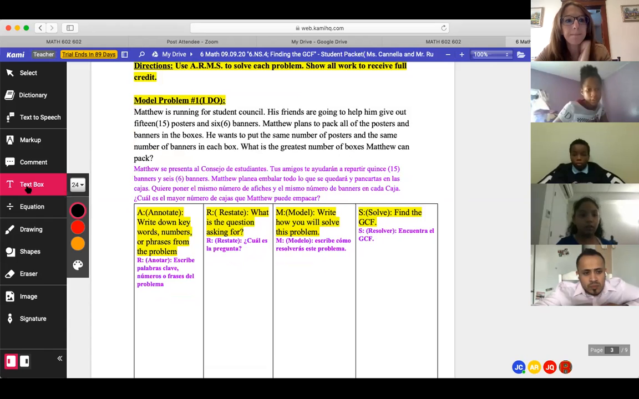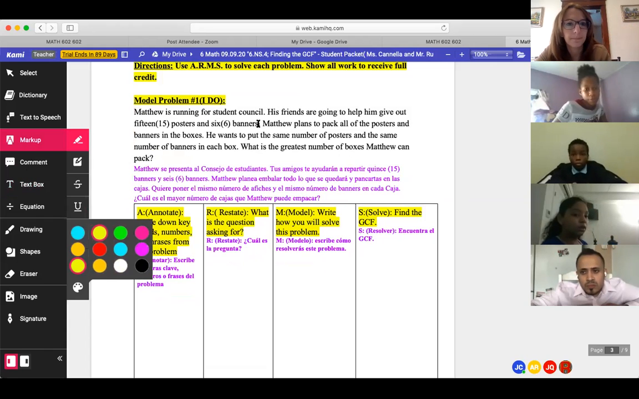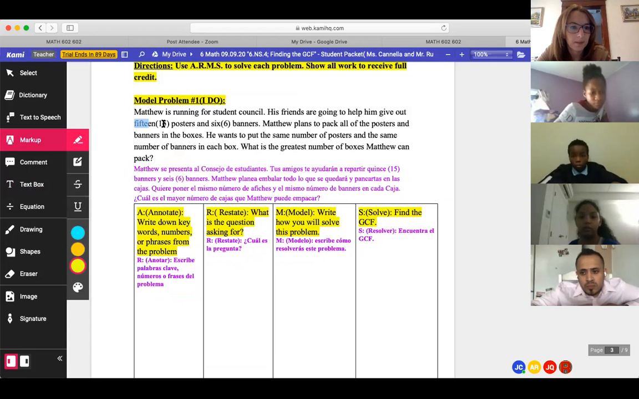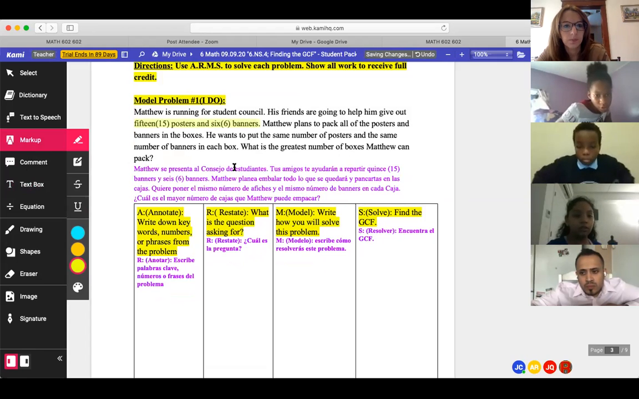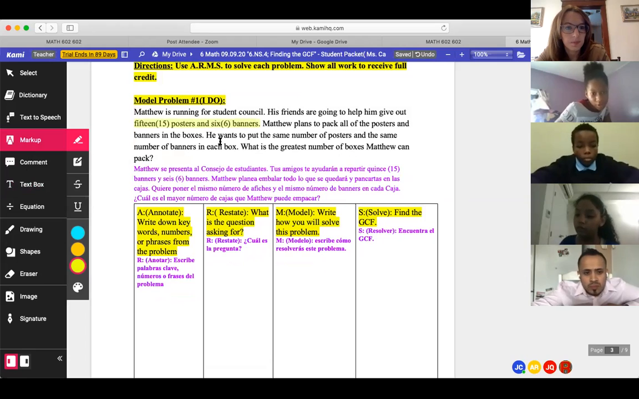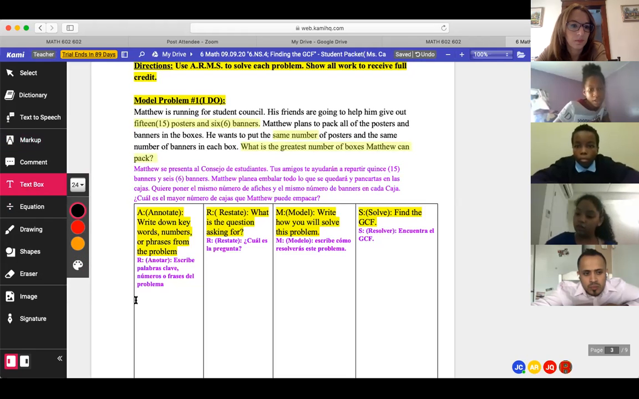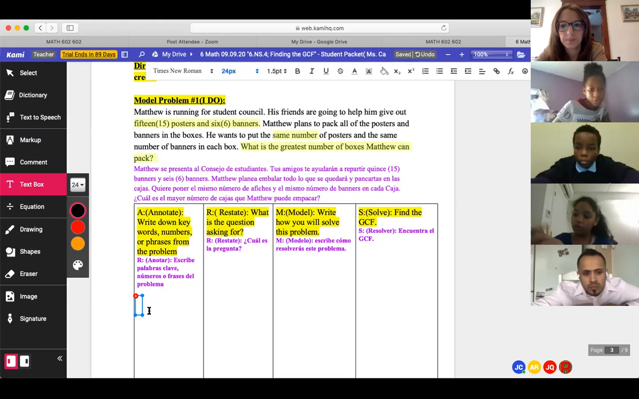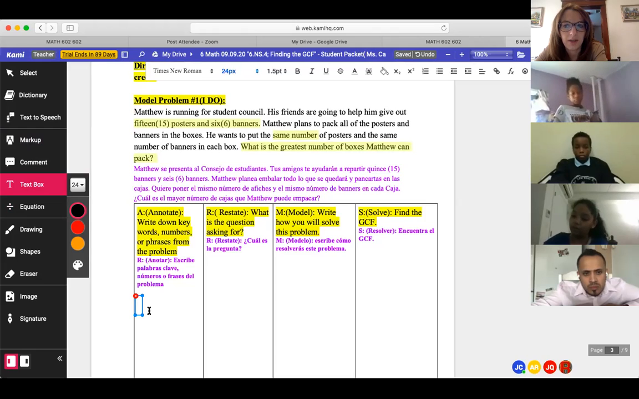Matthew is running for student council. His friends are going to help him give out 15 posters and 6 banners. Matthew's plan is to pack all of the posters and banners in boxes. He wants to put the same number of posters and the same number of banners in each box. What is the greatest number of boxes Matthew can pack? All right, thank you for reading.